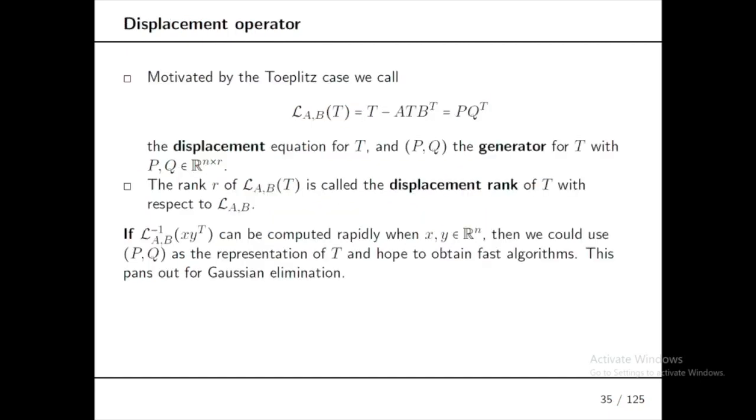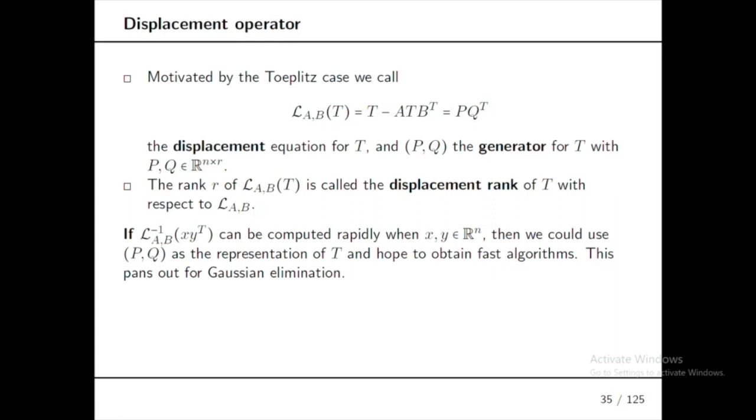Okay, so motivated by this, you are motivated to make the general definition of script L underscore A,B of T to be the displacement operator T minus A T B transpose. Okay, and typically we're interested in the rank of the right-hand side. So normally I'll write it as P Q transpose, but P and Q are supposed to be some rank-revealing factorization of the right-hand side. And we assume the rank is called R, and we usually call this R the displacement rank of this matrix T with respect to the displacement operator whose coefficients are A and B. You can look at more general operators of the Sylvester-Stein type, but you also have coefficients in front of T, but it's not necessary in this tutorial. Okay, you can generalize a little bit.